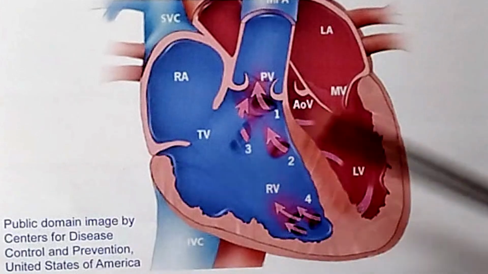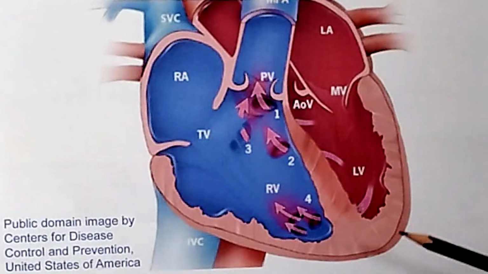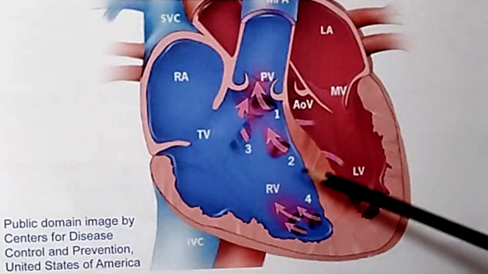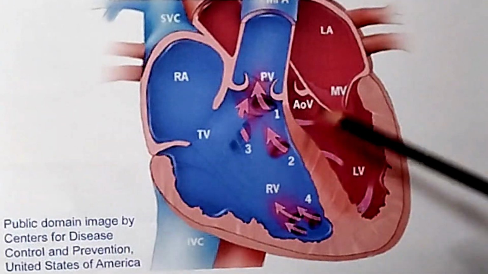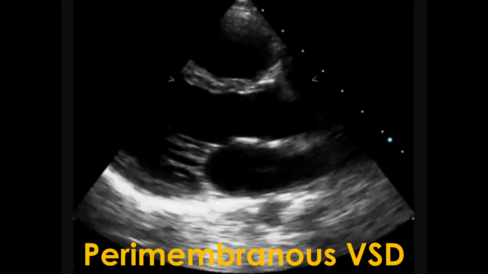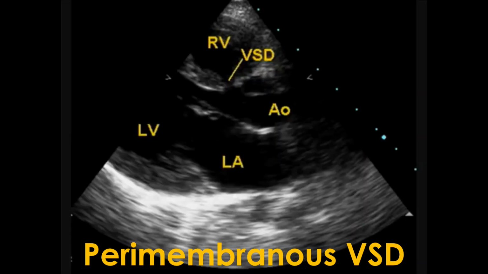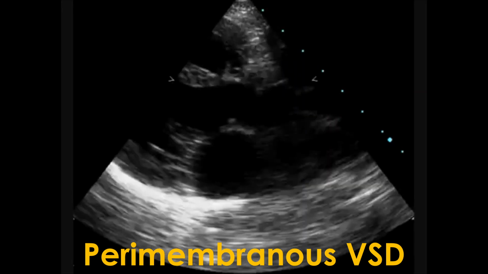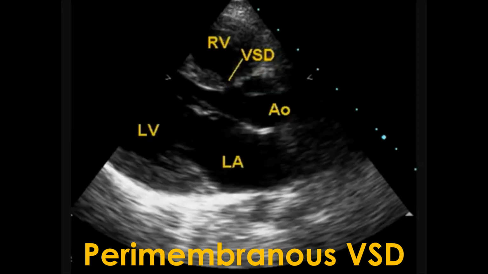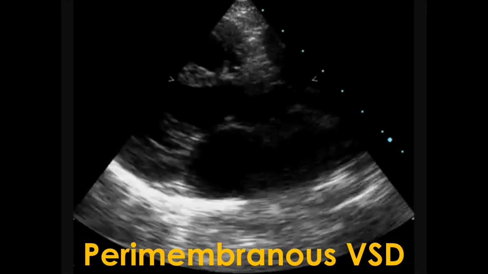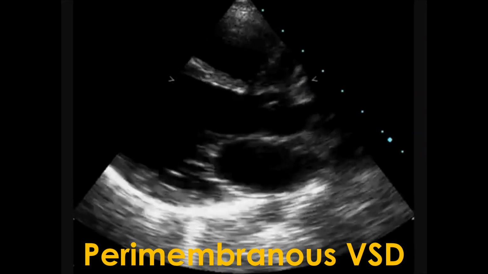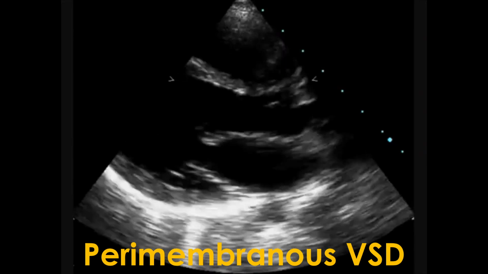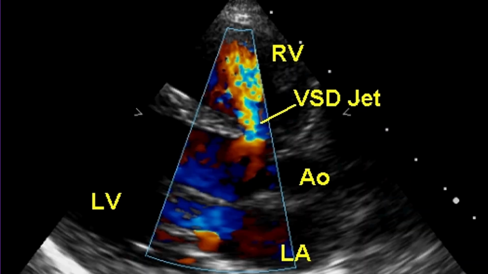So these are the different types of ventricular septal defects, and we will go into echocardiographic evaluation of perimembranous ventricular septal defect. Parasternal long axis view showing right and left ventricles, left atrium and aorta. Perimembranous VSD is seen just below the aortic valve. It is subaortic in location. Size of VSD is compared to the aortic diameter. Here it is a small VSD as it is less than 1/3 of aortic diameter.